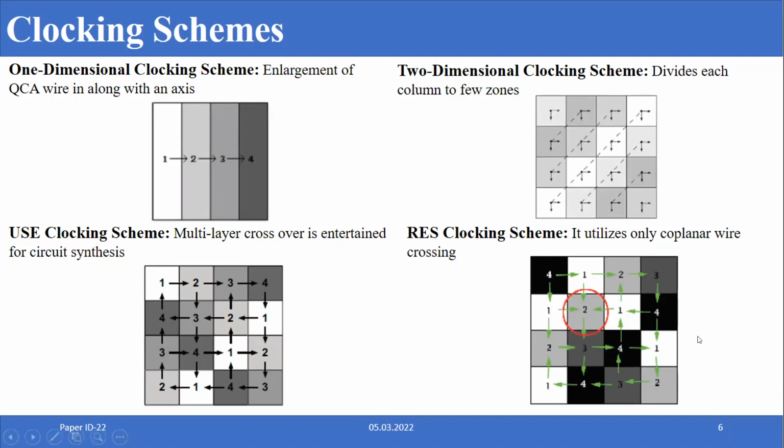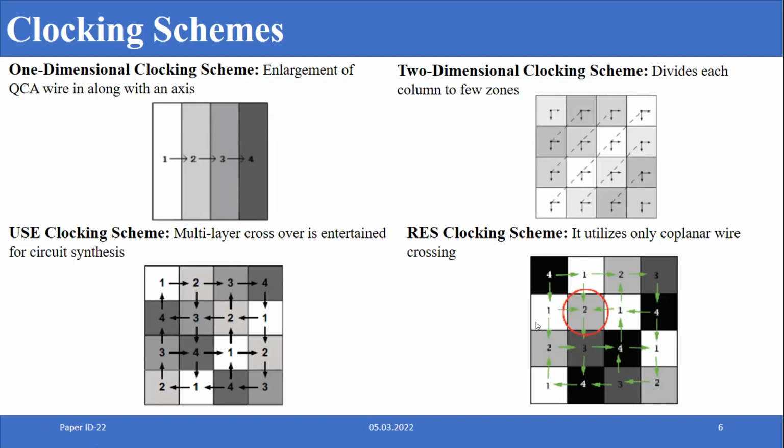RES also has one advantage over UAC. It provides three directional input and two directional output. But in UAC, every clock zone provides two directional input and two directional output. What is the meaning of two directional input here? If I find any clock zone in UAC clocking, say suppose I consider this third clock zone, there are two edges, two arrows directed towards it, so it means that two inputs are coming. And two edges, two arrows are going outside, so it means that two outputs are there.